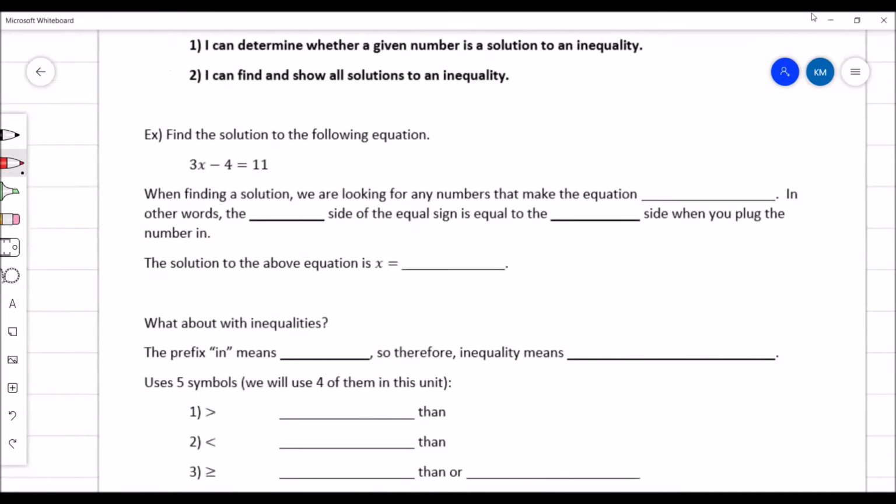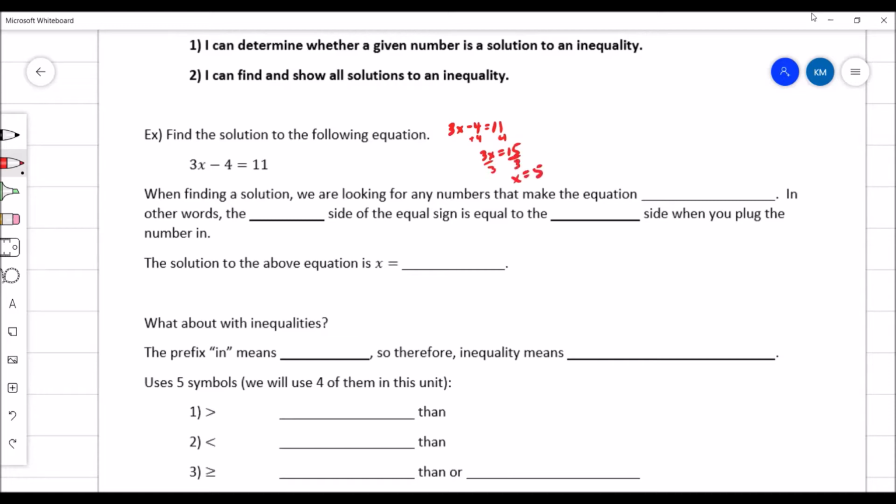All right, so we're going to start off. It says find the solution to the following equation. Okay, so we have 3x minus 4 equals 11. If we're going to solve this equation, we would say 3x minus 4 equals 11. We would add 4 to both sides. And then we'd have 3x equals 15. And divide both sides by 3. We get x equals 5.